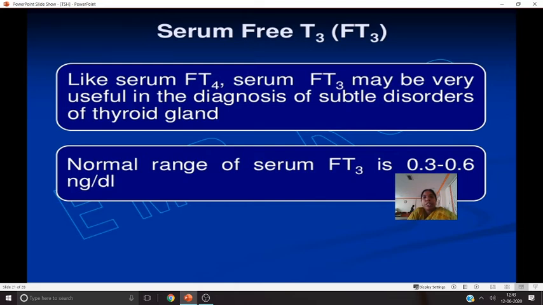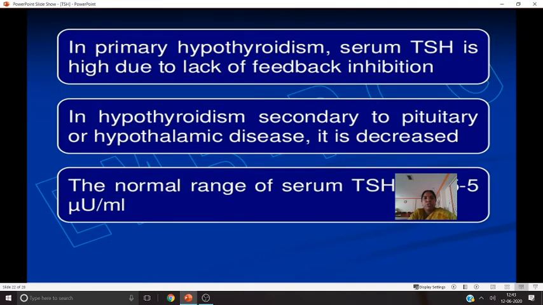Like serum FT4, serum free T3 may be very useful in the diagnosis of subtle disorders of thyroid gland. The normal range of serum FT3 is 0.3 to 0.6 nanogram per dl. So this is the FT3.